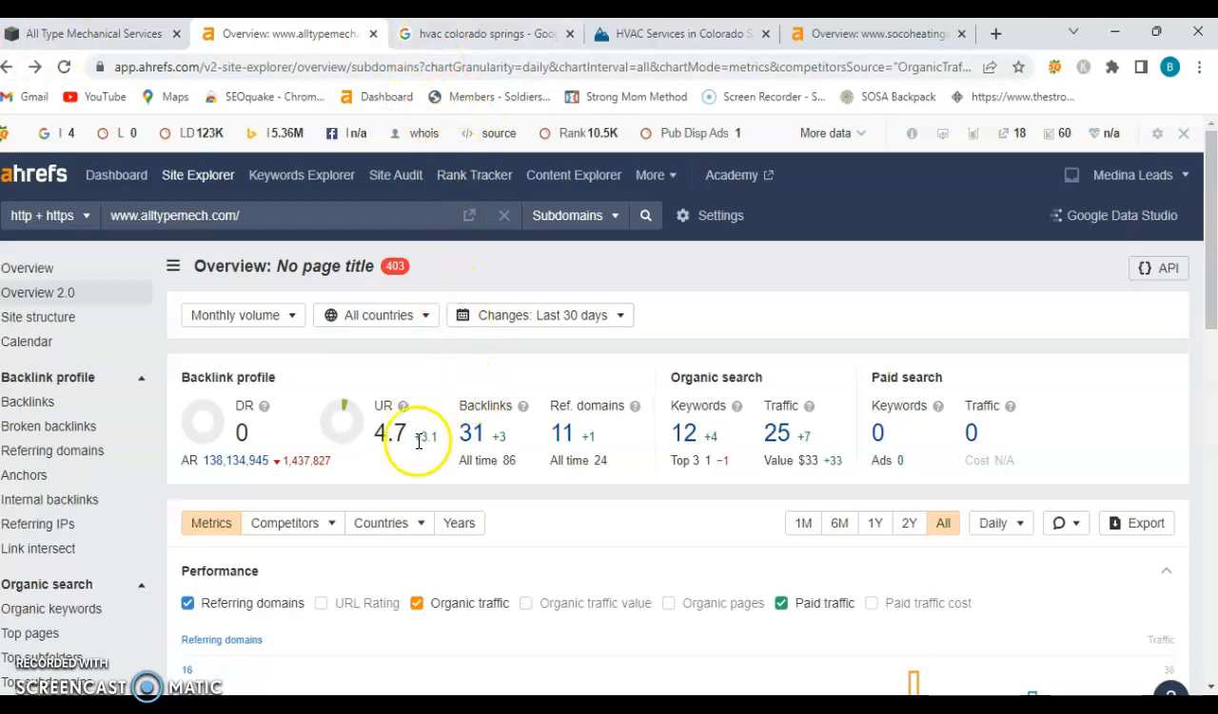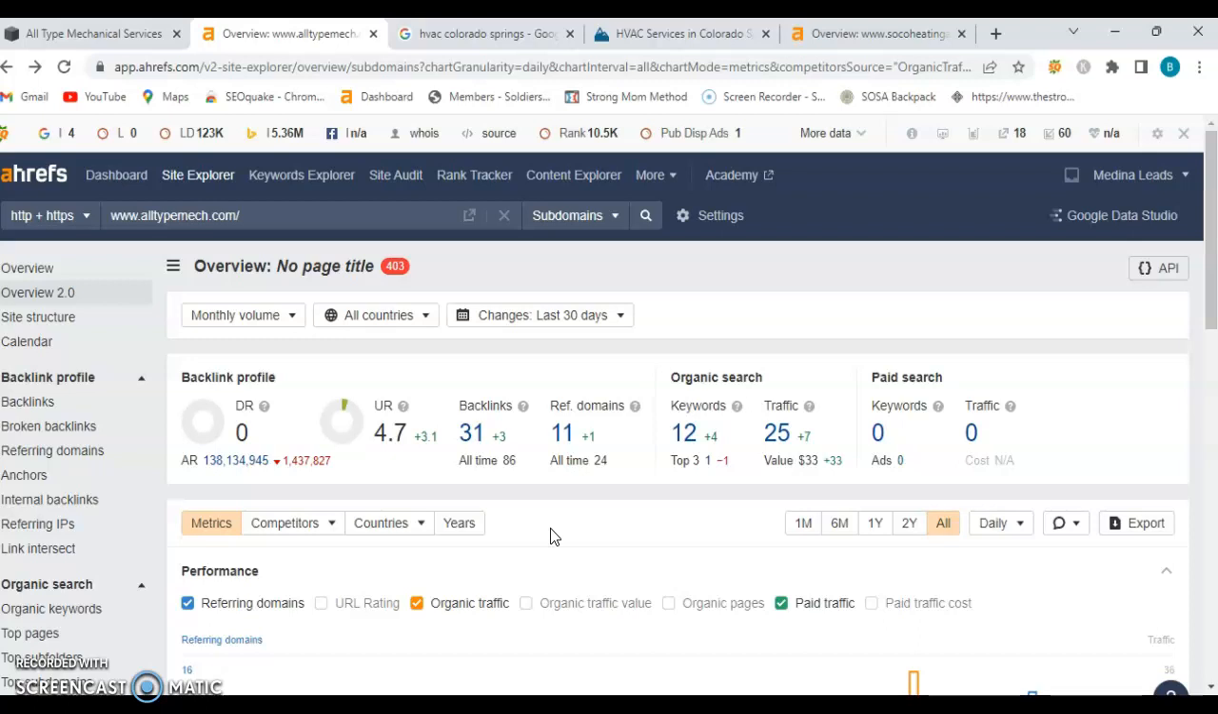Now, another thing I want to go over is backlinks. You are indexing for 31 backlinks from 11 different domains. Now, a backlink is anything where one website links to another website. So these links act like an endorsement of your website from others, which Google then uses to build trust in your business by seeing others vouching for you.